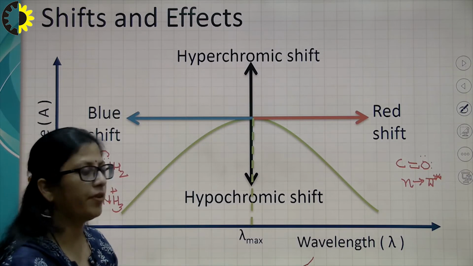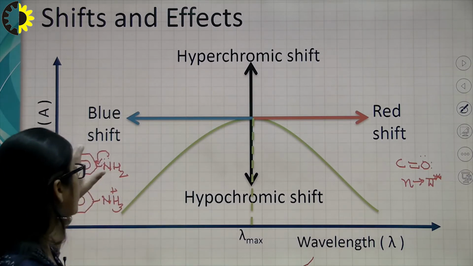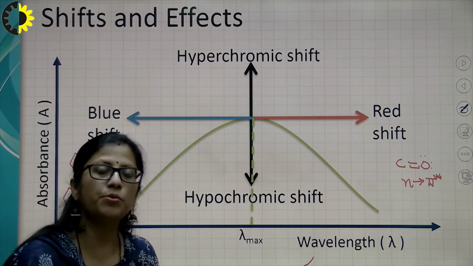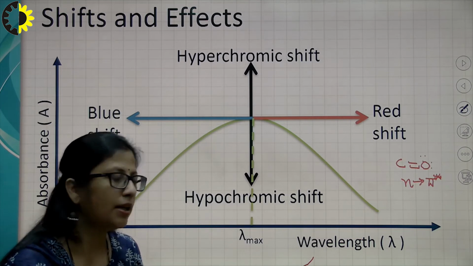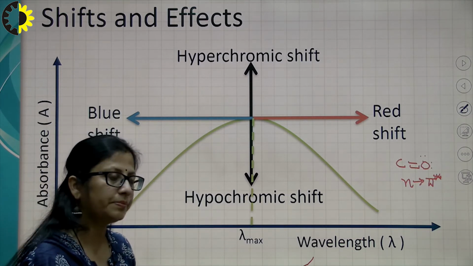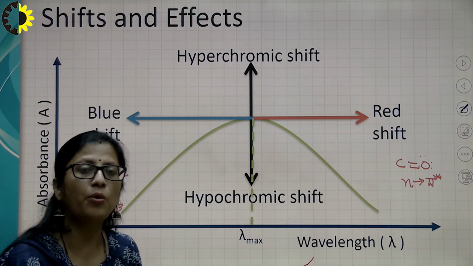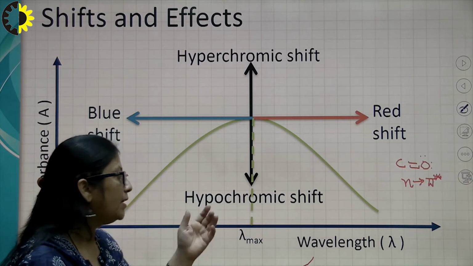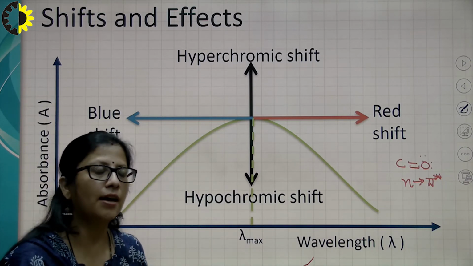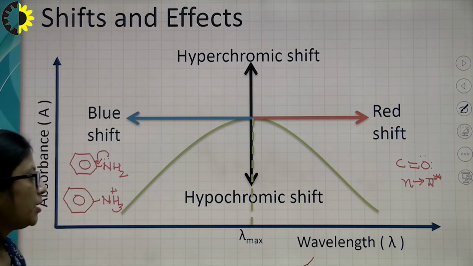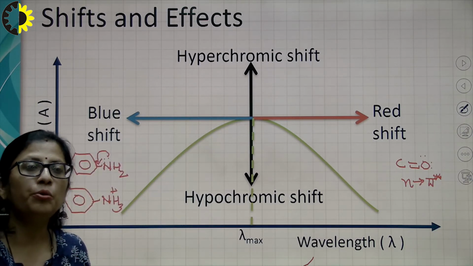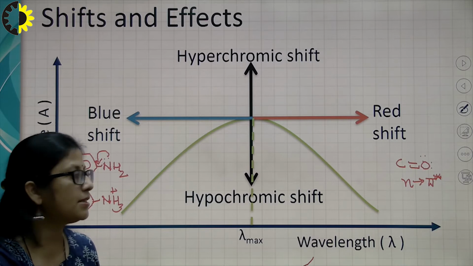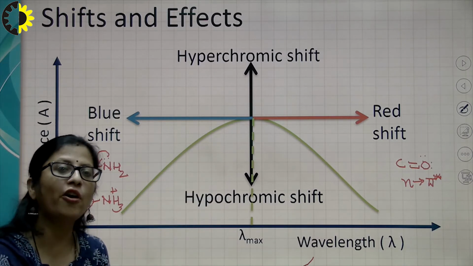Next, hypochromic effect. It is the effect by which the intensity of the absorption maximum decreases. It is generally seen in those compounds where their symmetry gets distorted. For example, in the case of biphenyl, biphenyl is a highly symmetrical structure, but when I change this biphenyl to 2-methyl biphenyl, then I am distorting the geometry of biphenyl, and hence in that case the hypochromic effect is seen.